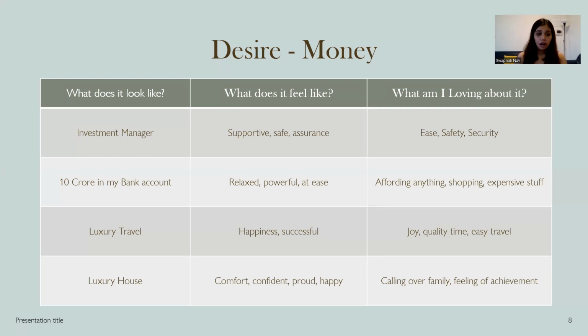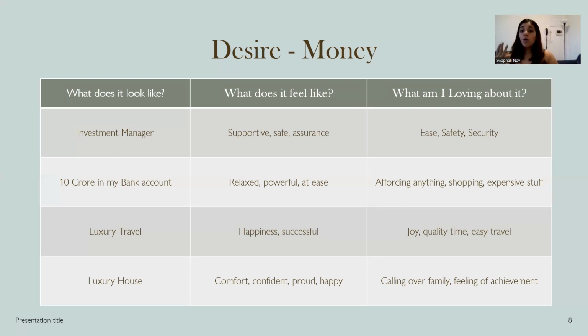Keep that in mind. Next, for me, luxury travel would just mean happiness and success. If I'm having luxury travel, it would mean a lot of enjoyment, happiness, fun, success. So I have mentioned that. A luxury house would mean comfort, confident, proud, and happy. So these are the emotions that I correlate with having that particular thing, right? So that's the second column.